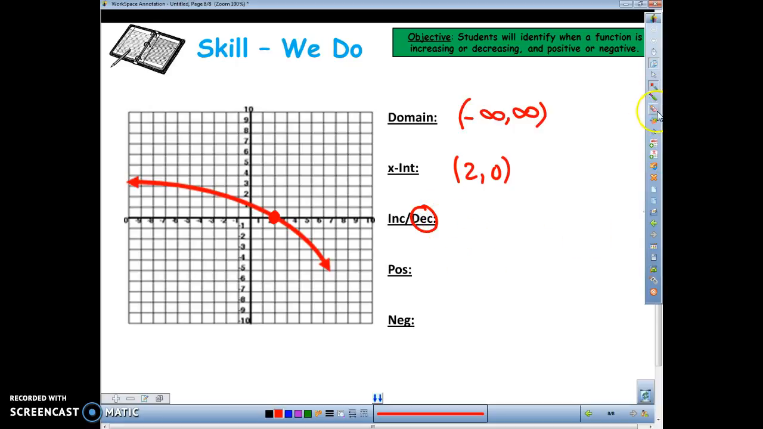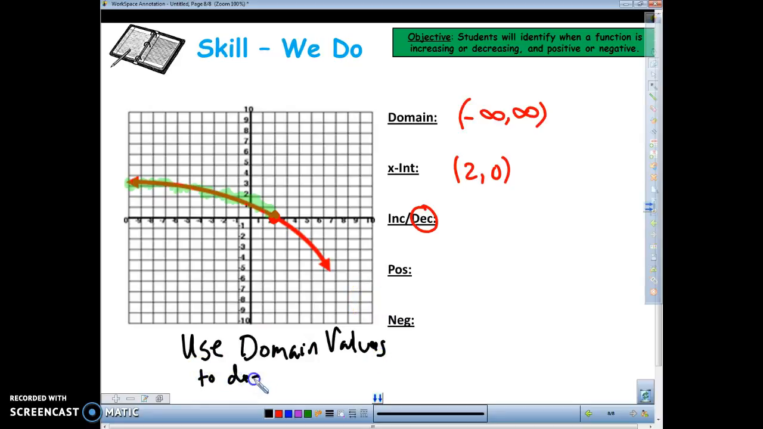And now I want to talk about where this function is positive and where it is negative. This function is positive when it's above the x-axis. So when it's above, you agree it's positive for all of these values, right? Positive, positive, positive, neutral here. So my function is positive, and we're going to use domain values to describe positive and negative.